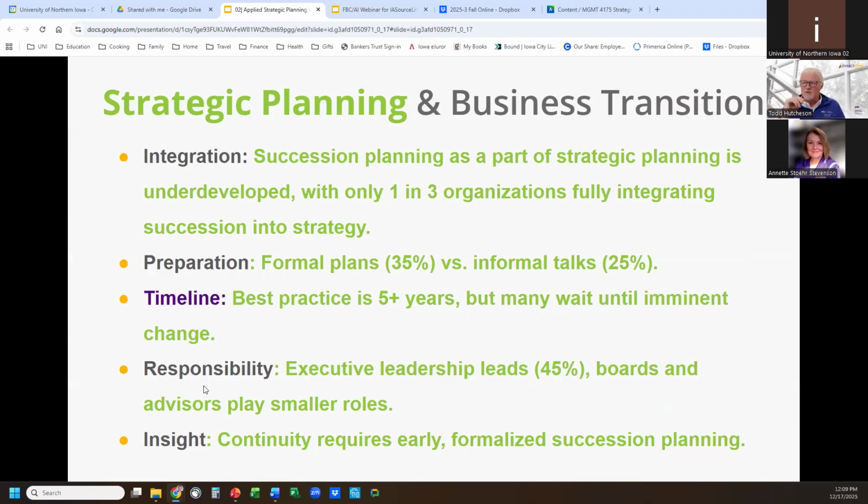Again, best practice on the timeline is 5+ years. Many wait until that imminent change. So business continuity, bottom line, requires early formalized succession planning, and it should be part of your strategic plan. So, just want to touch on that again really quickly.